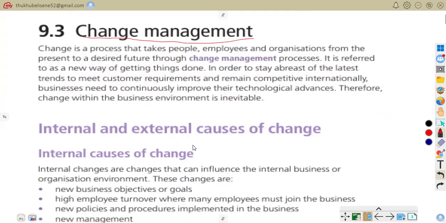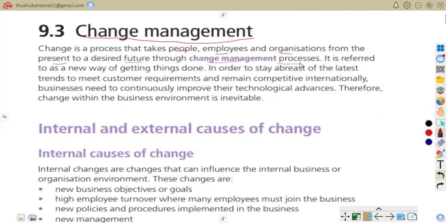Change management. As it says, change is a process that takes people, employees, and organizations from the present to the desired future through the change management process. So here we are saying change is a process from present to future.